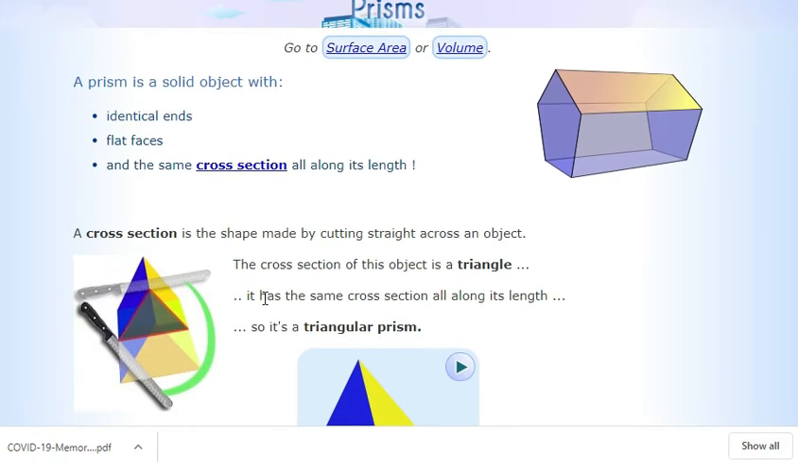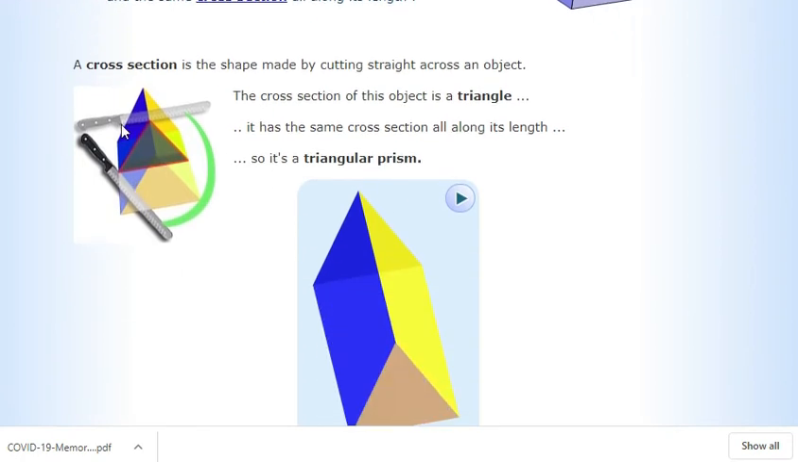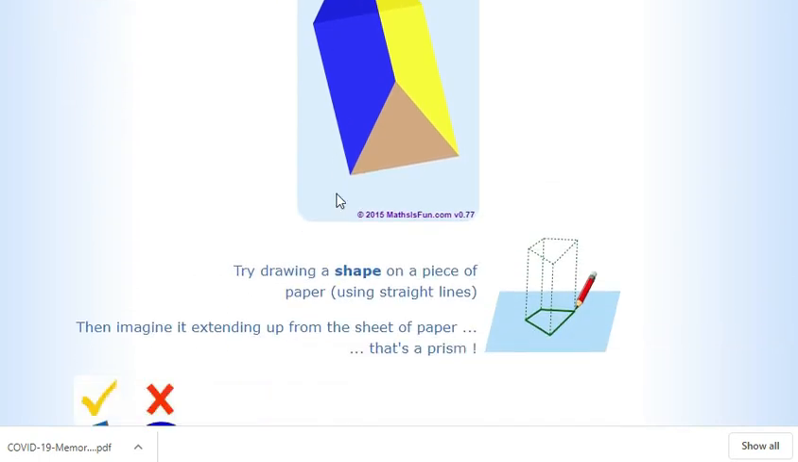What is a cross section? A cross section is when you slice it or cut it, it should be the same figure. So remember, if I cut this, you will be getting the same figure. So here, for example, this triangular prism, as you can see, a cross section is the shape made by cutting straight across on the object. The cross section of this object is a triangle, right? It has the same cross section along its length. So you have to cut it here in this part. Okay, so it's a triangular prism, right?